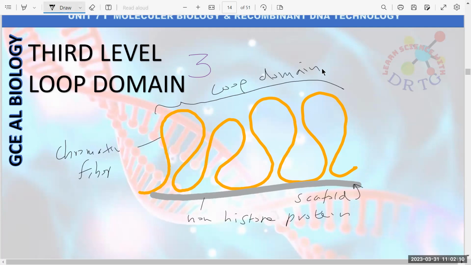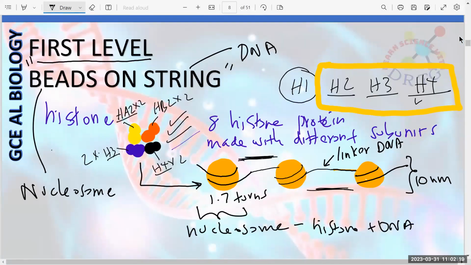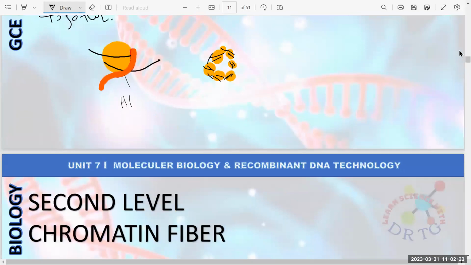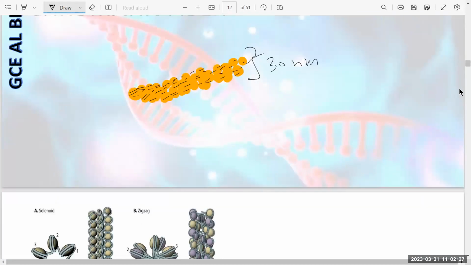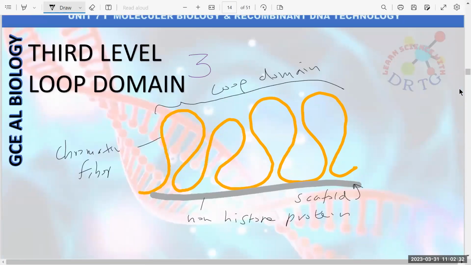So this provides the loop domain, right? Quickly, we go through these three levels. Number one, beads on string. Then the beads are joined together to form this chromatin fiber. Then the chromatin fiber makes loops to make the loop domain on non-histone protein.